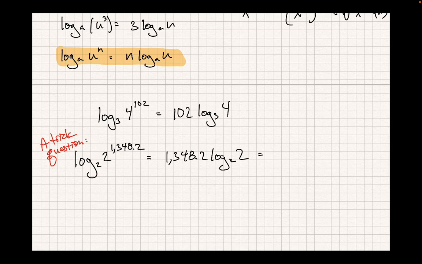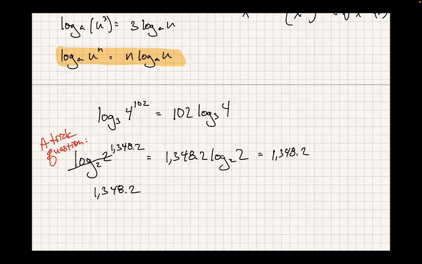Log base 2 of 2 is 1, so this canceled and became 1. Is there a different way that I could go directly from here to here? Yes, it's called the inverse property of logs. So before I even start working, I can cancel this and immediately write my answer.